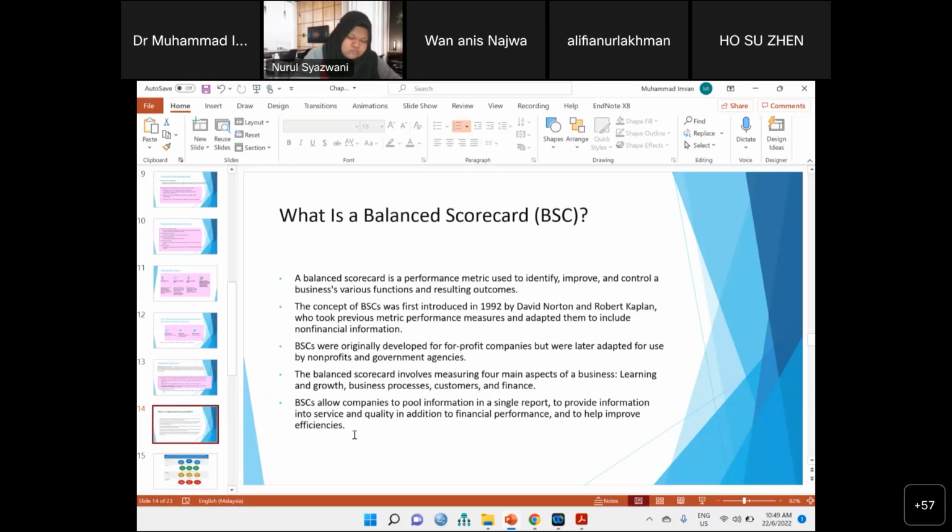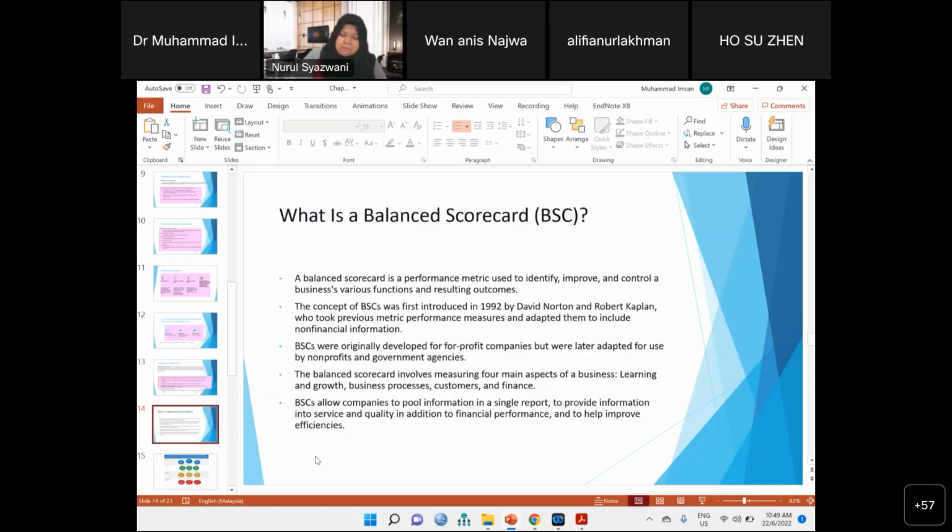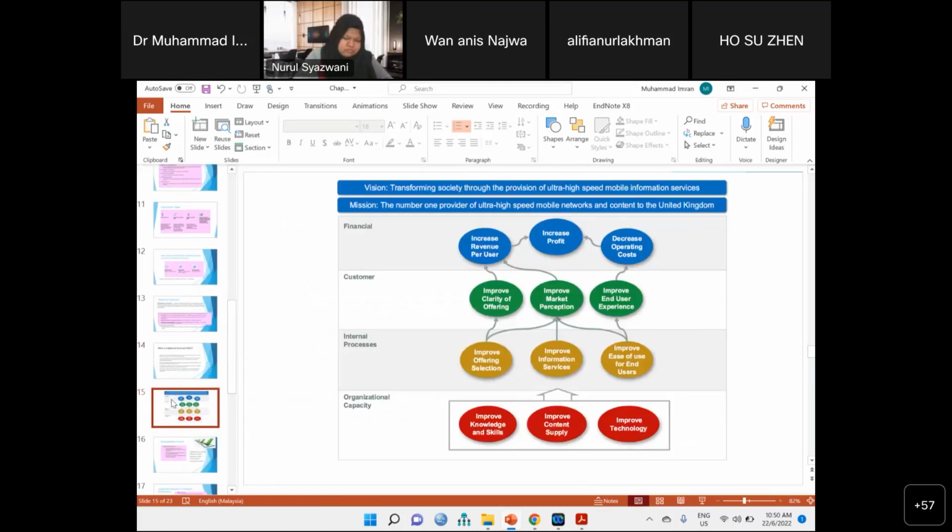The balanced scorecard involves measuring four main aspects of the business: learning and growth, business process, customer, and finance. We covered this here, we discussed the four criteria. The balanced scorecard allows a company to pool information in a single report to provide information on service, quality, and financial performance, and to help improve efficiency. Basically, this is the example, and maybe we can understand it more.